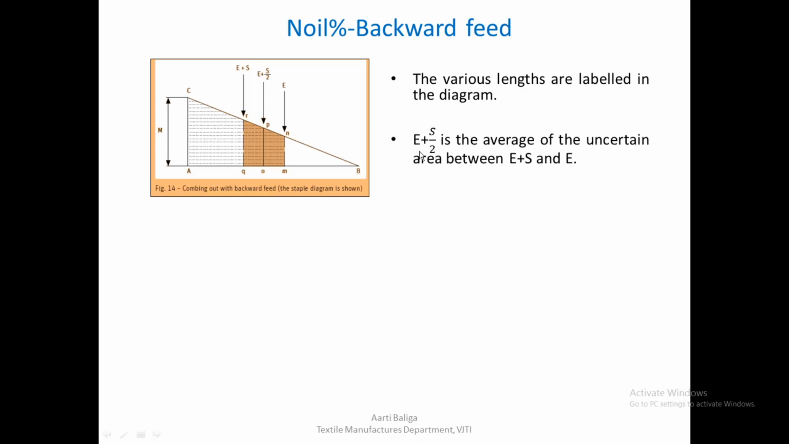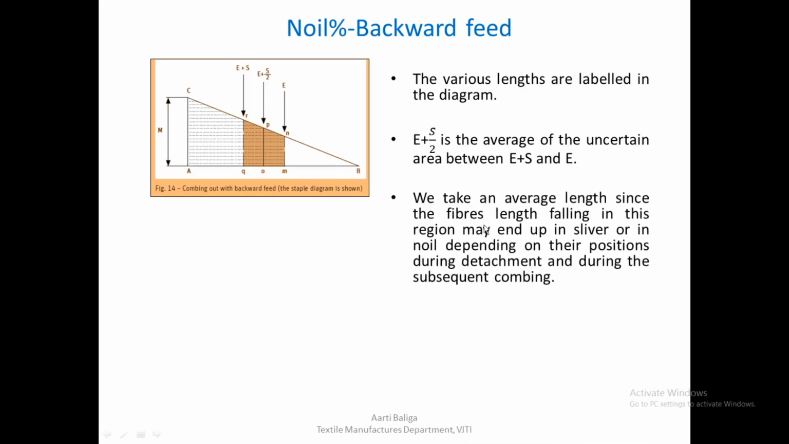And let us assume that E plus S by 2, that is, the average of the uncertain area, that is, the average of the area in between these two. So let us assume that this is the borderline length below which all fibers would go into Noil, and above which all would go into the sliver. So we take an average length, since the fiber length falling in this region may end up in sliver or in Noil depending upon their position during detachment and during the subsequent combing.